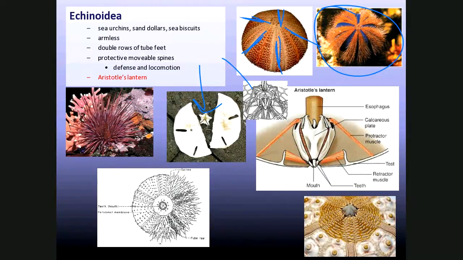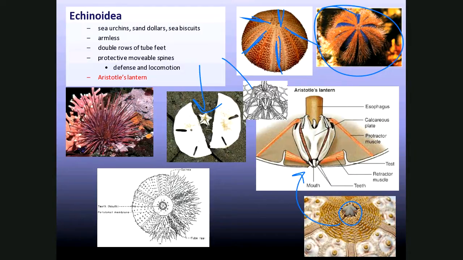And it's the neatest little feeding mechanism. If you flipped a sea urchin over or a sand dollar and looked at its mouth, you would see these little tiny teeth sticking out. So that's the bottom side. Those teeth are those teeth right there, okay? Now take a look at how the Aristotle's lantern is arranged.